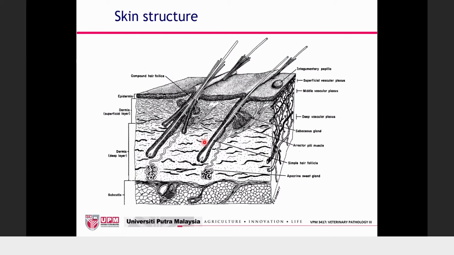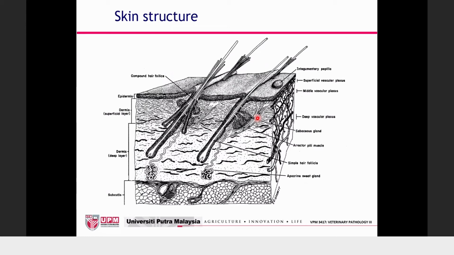Then you have other structures in the skin, for example the glands. Here you have the sebaceous gland and also the sweat gland. And then there are other structures like the erector pili muscle, which helps in piloerection in order to help in the thermoregulation function of the skin.